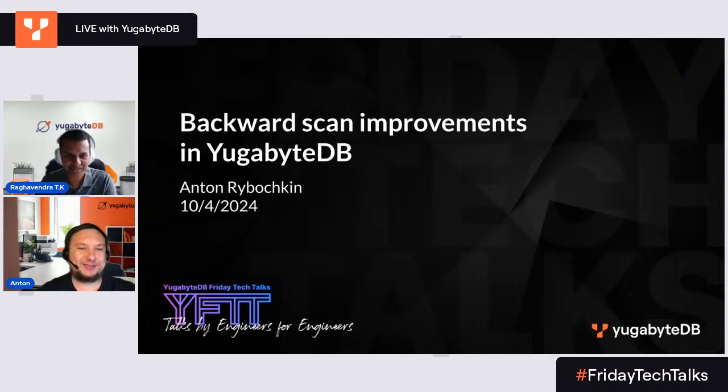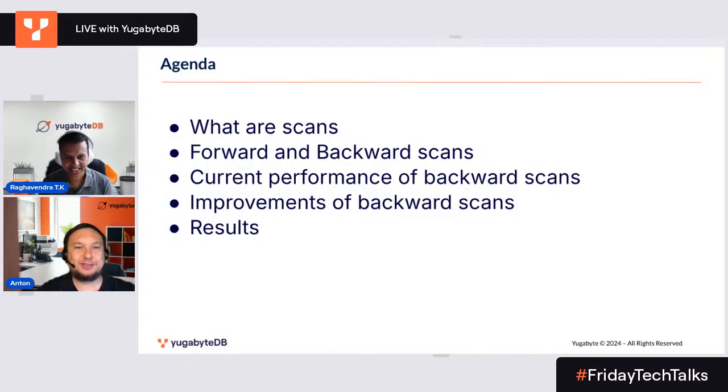Hi everyone. So I'm starting. Today we will shortly cover what common scans are in general, what forward and backward scans are, and what the current performance of backward scans in YugabyteDB is before the improvement. We'll dig into the backward scan improvement details and check the results of these improvements.